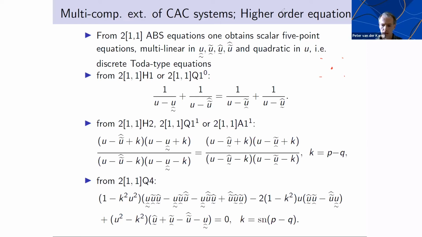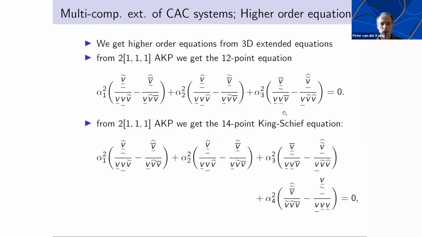Another thing, is Wolfgang still here? You get the 14-point king-sheaf equation from a 2-1-1-1 extension of AKP. Sorry, this should be BKP, of course. That is a copy-paste error. You get a 12-point equation from the two-component extension of AKP.